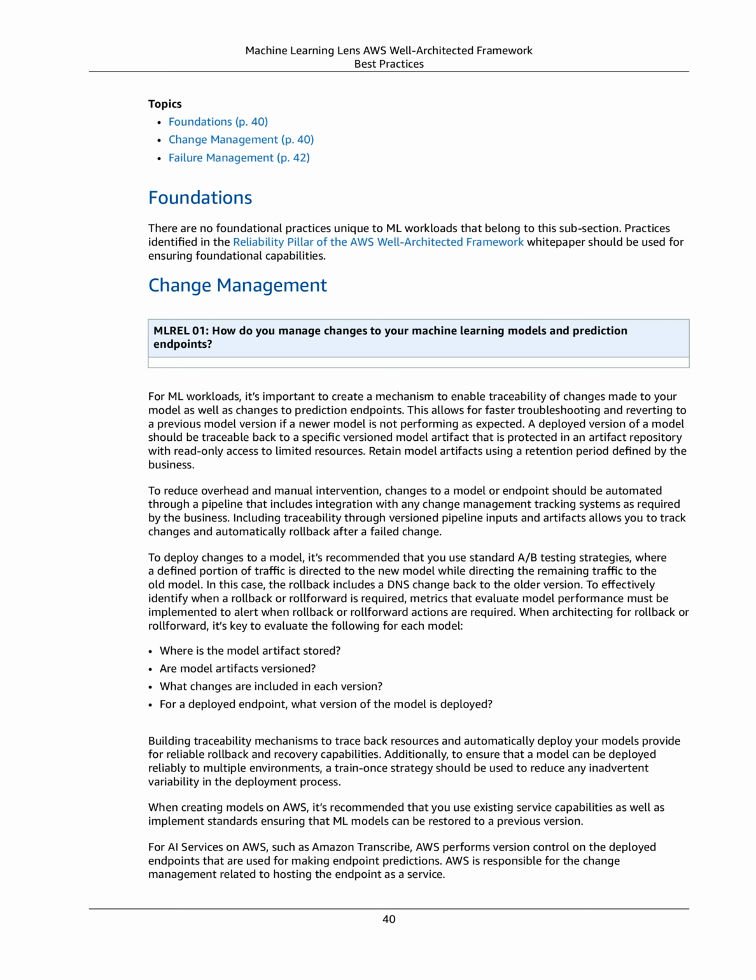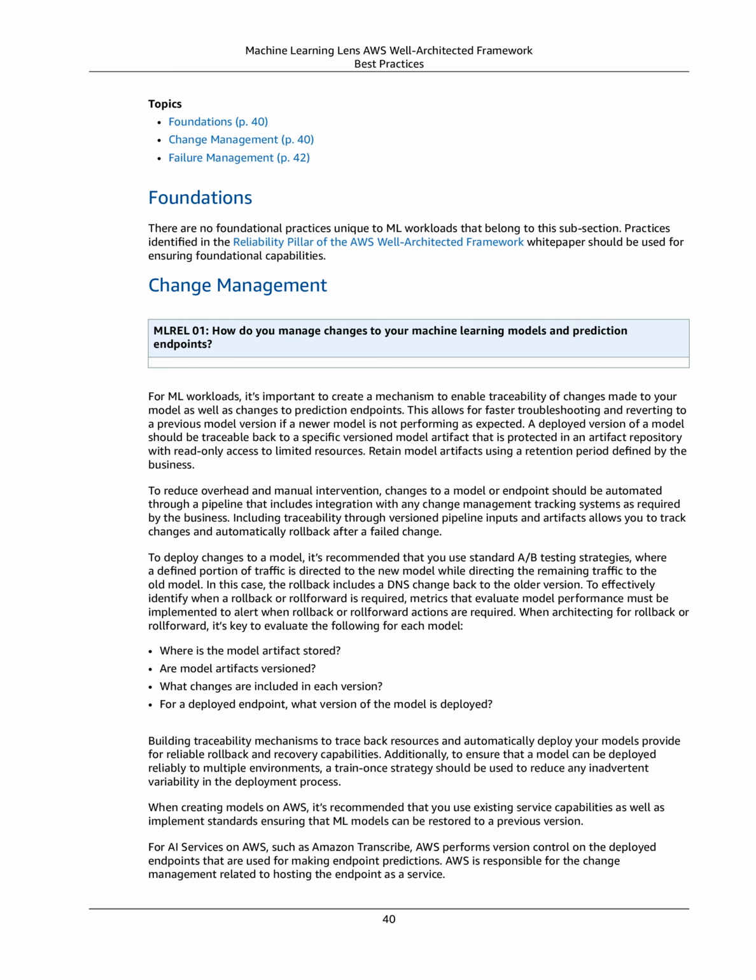To effectively identify when a rollback or roll forward is required, metrics that evaluate model performance must be implemented to alert when rollback or roll forward actions are required. When architecting for rollback or roll forward, it's key to evaluate the following for each model. Where is the model artifact stored? Are model artifacts versioned? What changes are included in each version? For a deployed endpoint, what version of the model is deployed? Building traceability mechanisms to trace back resources and automatically deploy your models provide for reliable rollback and recovery capabilities.